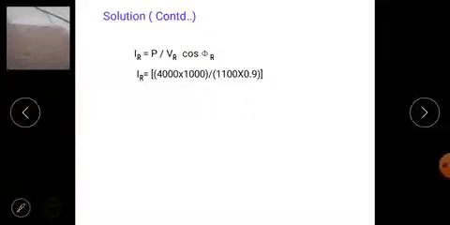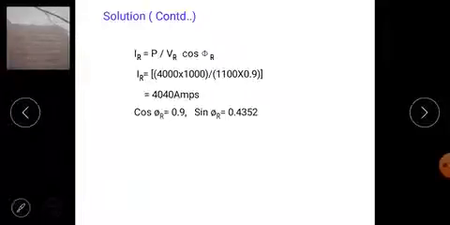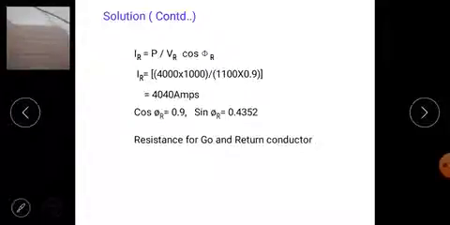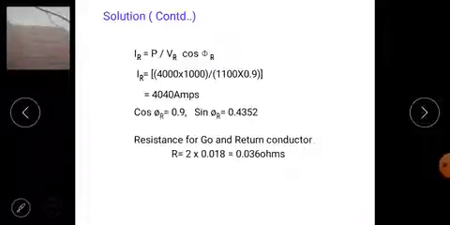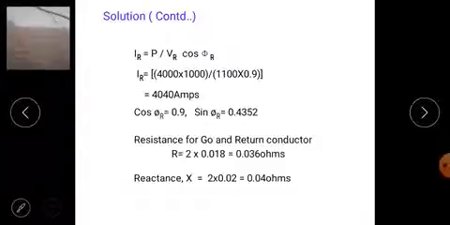So given data is 1100 volts, 0.018 and 0.02 ohms. So IR is equal to P by VR cos phi r, so 4040, cos phi r is equal to 0.9 and sin phi r is equal to 0.4352. So here the resistance for go and return conductor is double the conductor, that is R is equal to 2 into 0.018 ohms and XL is also the same, go and return conductor, 2 into 0.02, right.